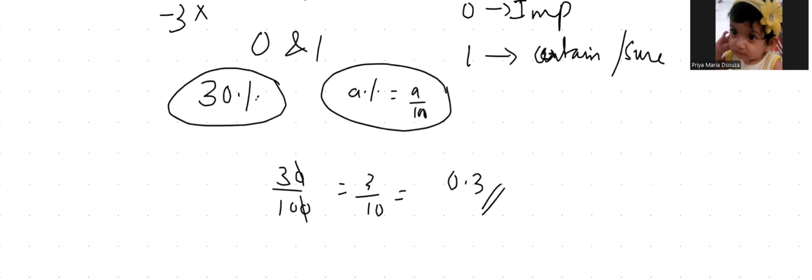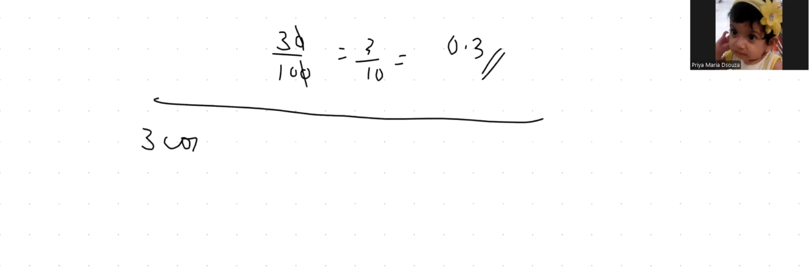Moving on, next question: the sum of 3 consecutive odd numbers is 51. Find the numbers. So I can give you 3 consecutive odd numbers. They add up to, sum means addition, right? Product means multiplication. 3 consecutive numbers add up to 51. Find them.